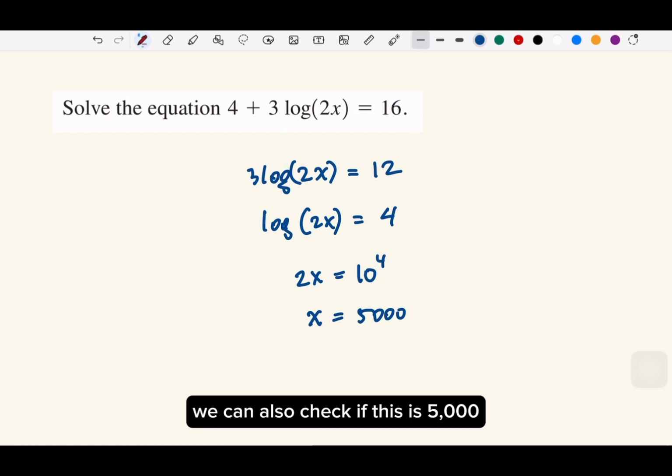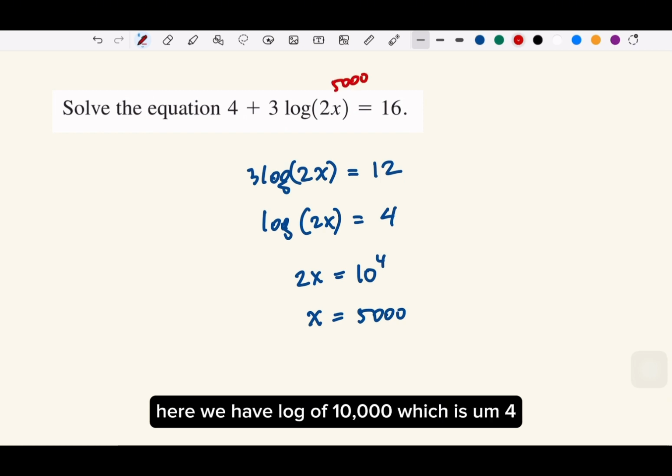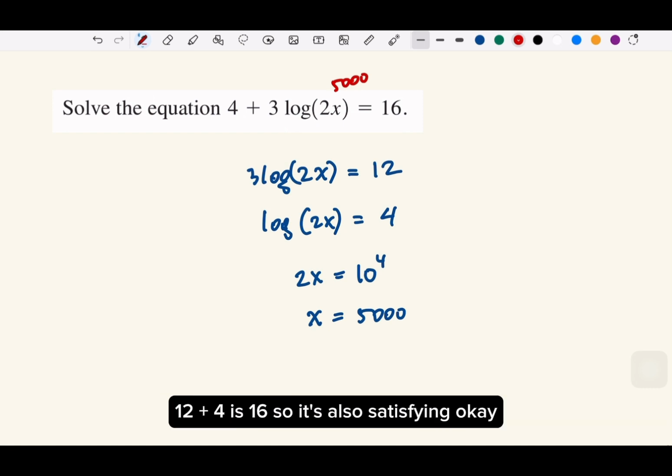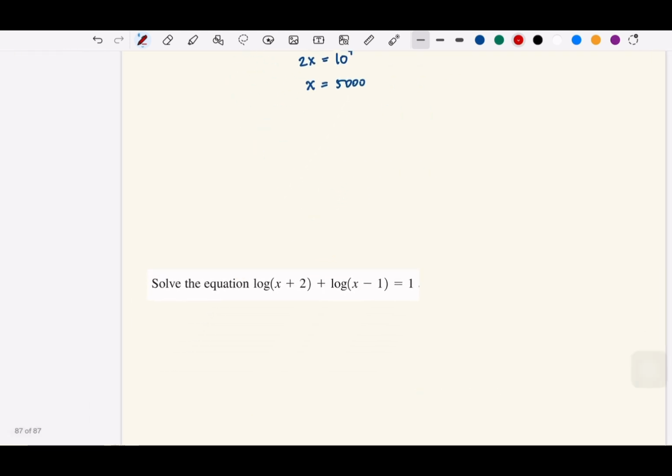We can also check if this is 5,000 here. We have log of 10,000, which is 4. So 4 multiplied by 3 is 12, plus 4 is 16. So it's also satisfied. Okay.